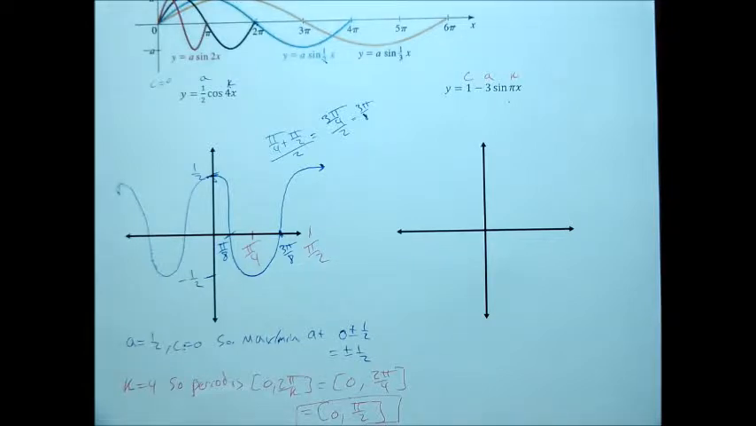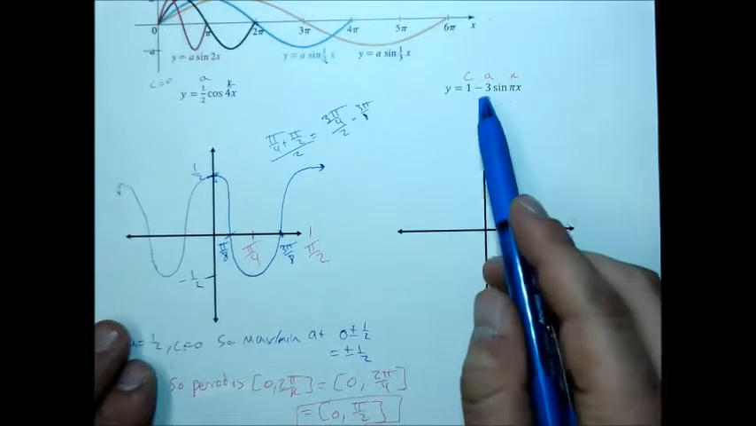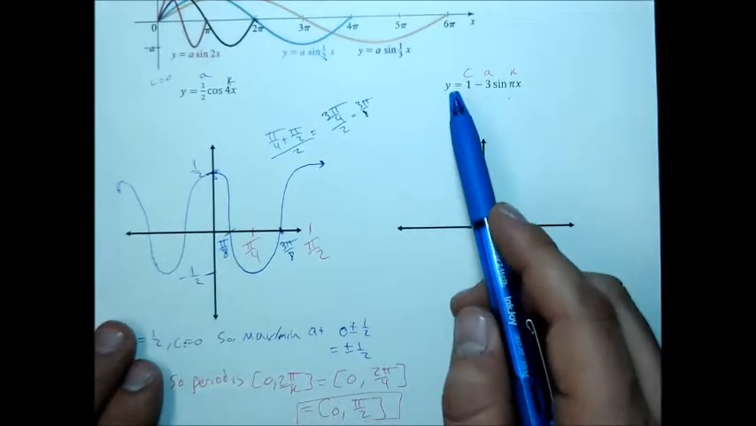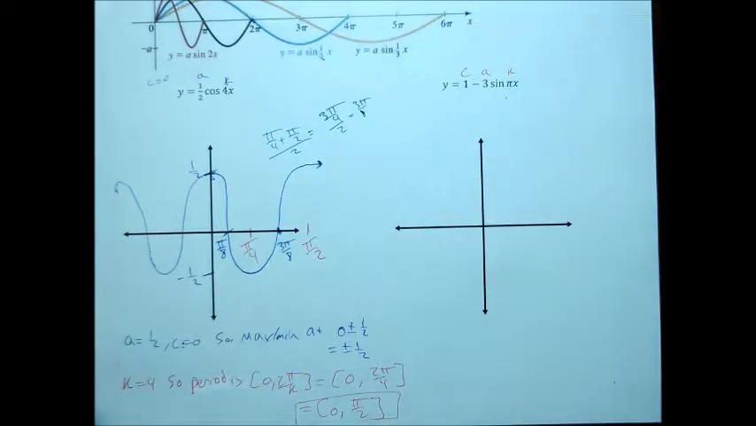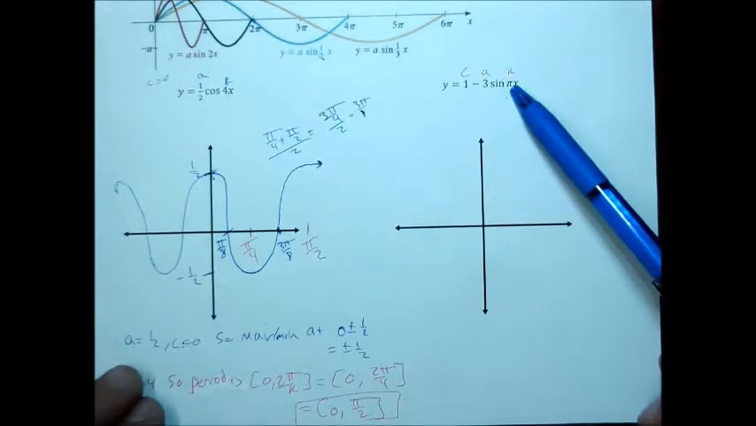Okay, let's look at the next one. So I've already got my C, A, and K labeled, right? C is 1, my A is negative 3, and my K in this problem is pi. The pi is the K in this problem.